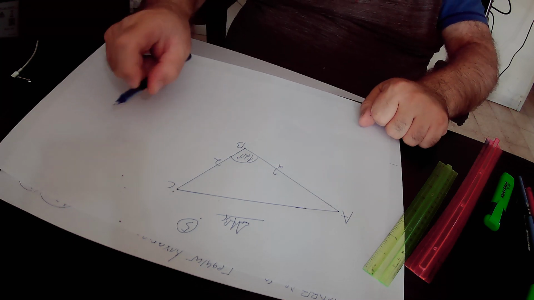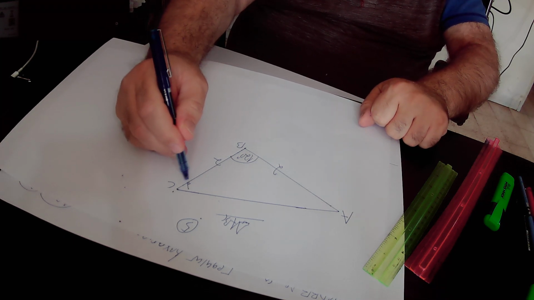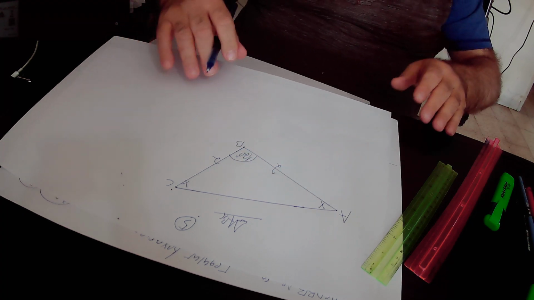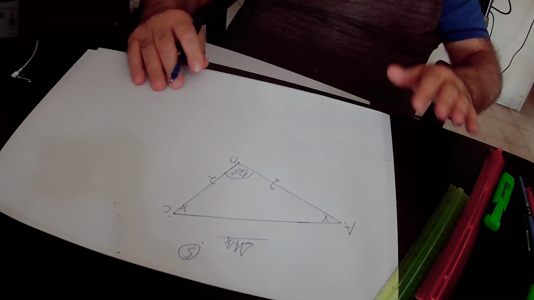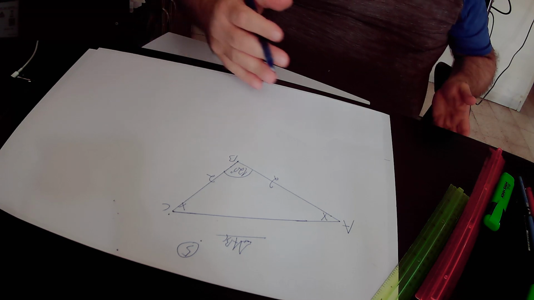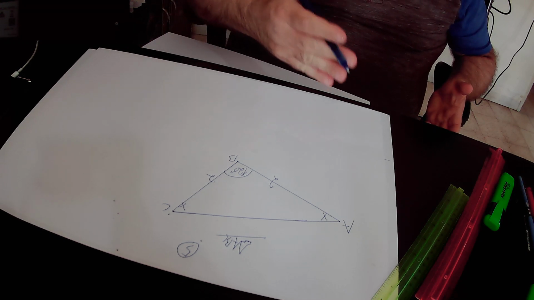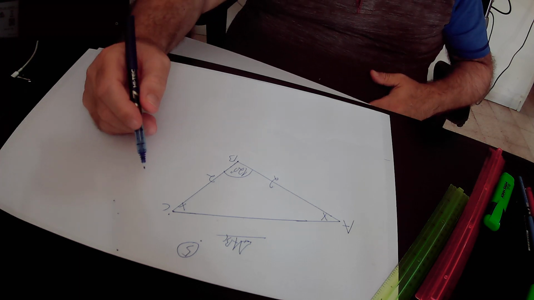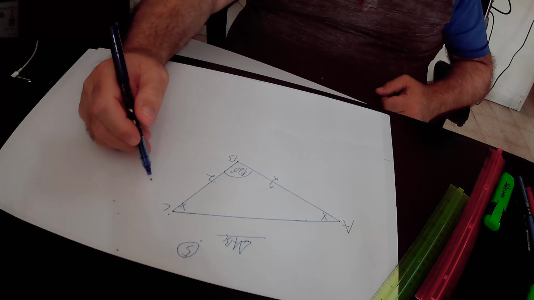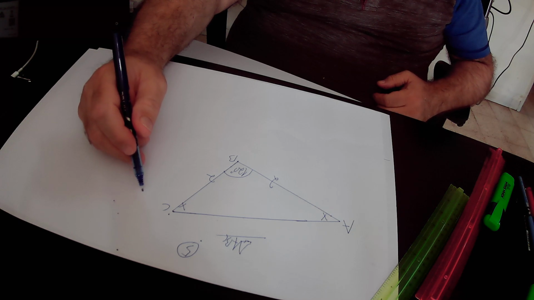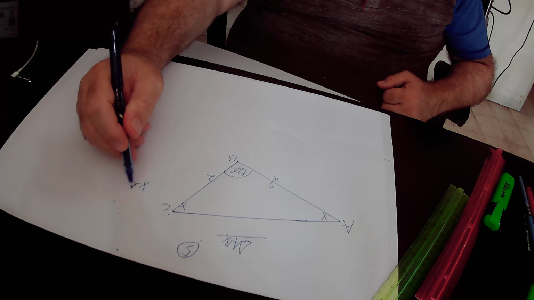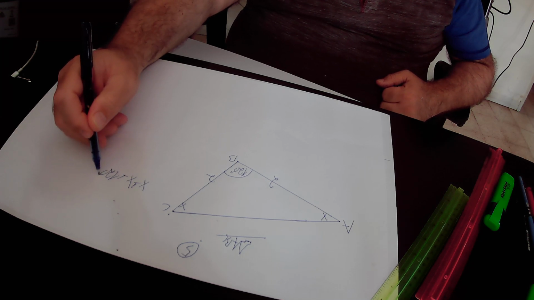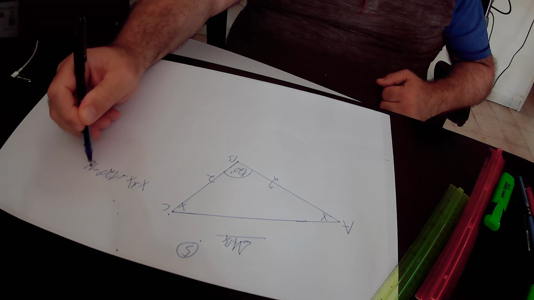So if this angle is x, then this angle must also be equal to x. And we also know that the sum of the angles in any triangle is equal to 180 degrees, and especially it is true in triangle ABC. In triangle ABC, the sum of the angles is x plus x plus 120 degrees. In total, they must be equal to 180 degrees.